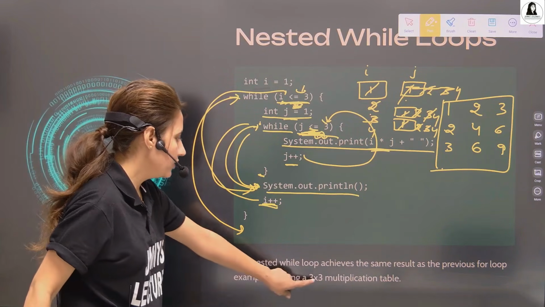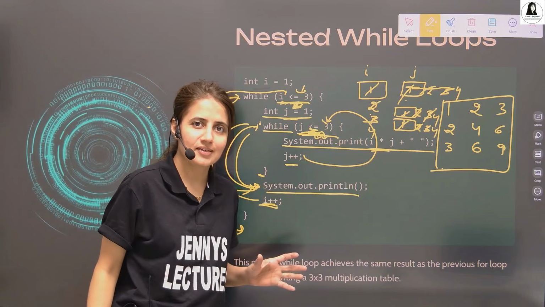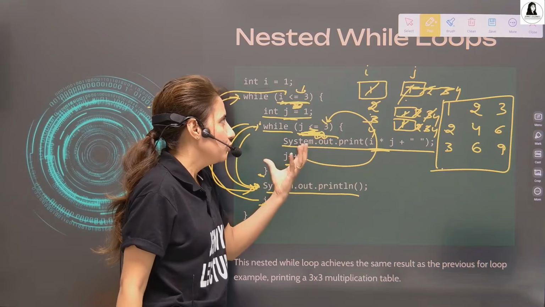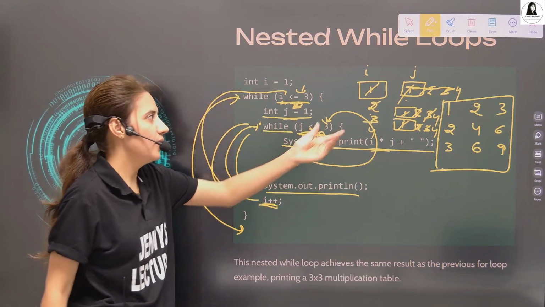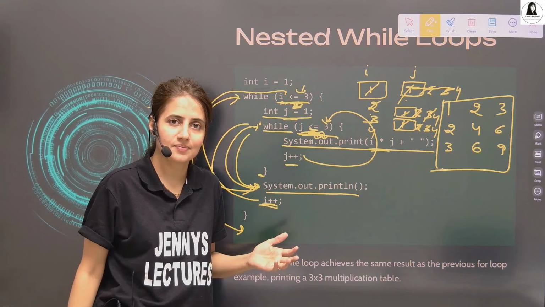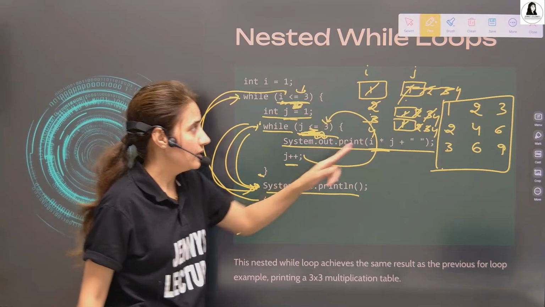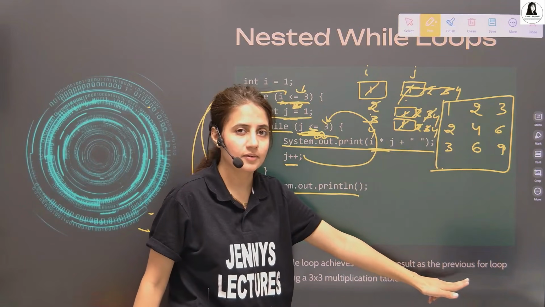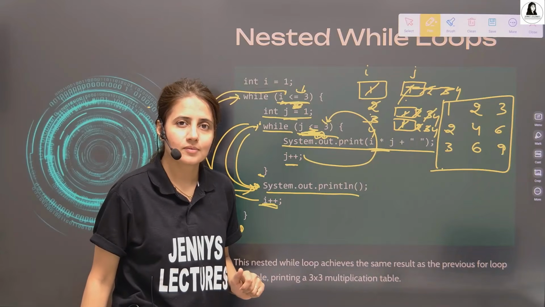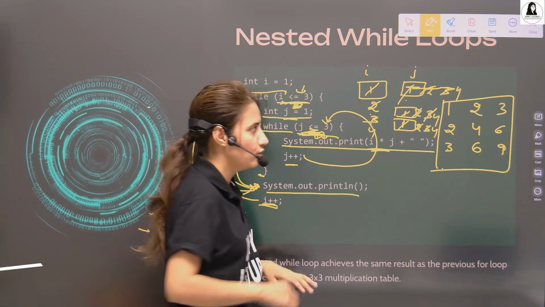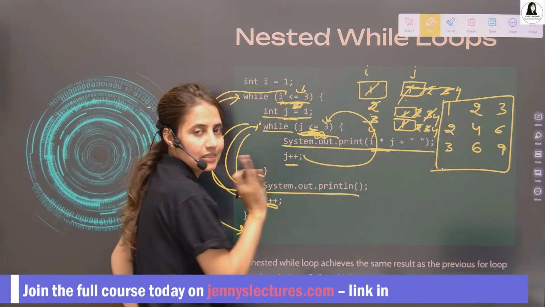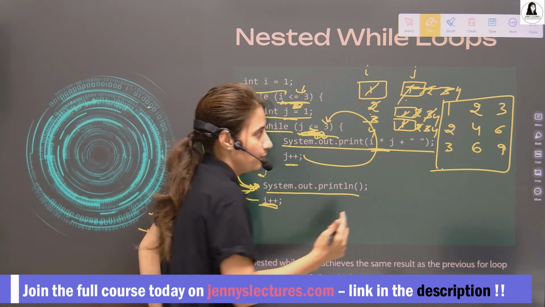So it's like printing a 3 into 3 multiplication table. If you want to print a 10 into 10 multiplication table, you can simply modify the condition and you will get that. Or if you want to print a table of 1, 2 and 3 simply up to 10, this thing you need to do. Right now this program is printing this. I hope the working is clear. Now what you have to print?